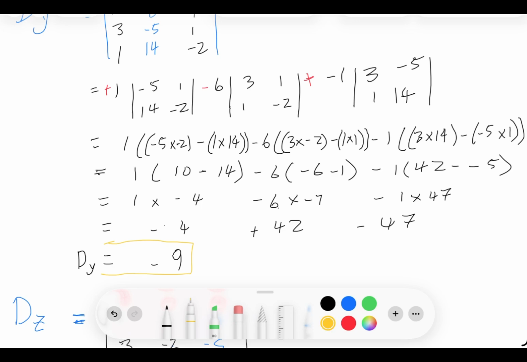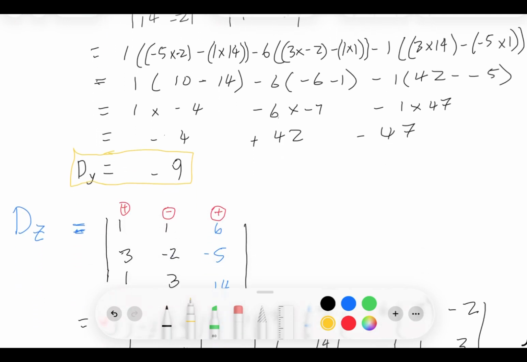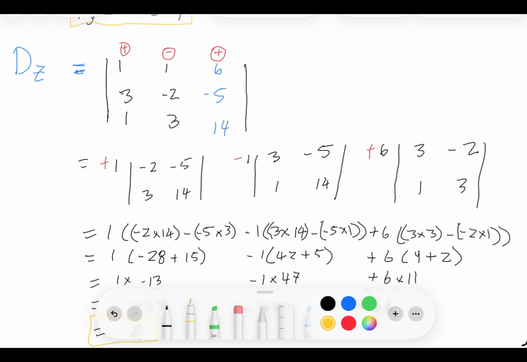And so we continue now, going down to find dz. dz is the determinant of the matrix with the third column replaced by the original results column, 6, -5, 14. That will be equal to +1 times determinant of -2, 1, -5, 3, 14, and -1 times its cofactor matrix, 3, -5, 1, 14, plus 6 times its cofactor determinant 3, -2, 1, 3.